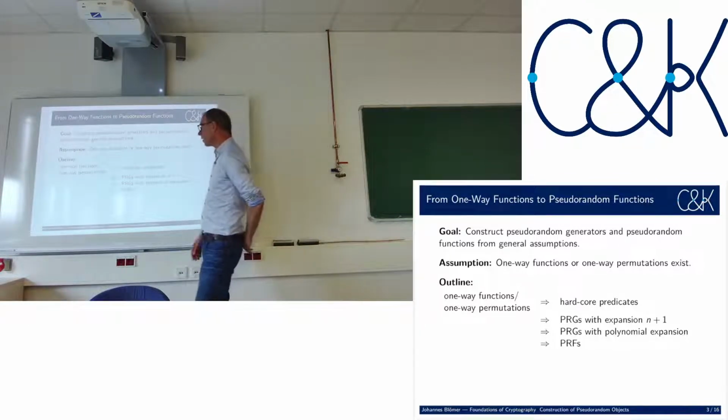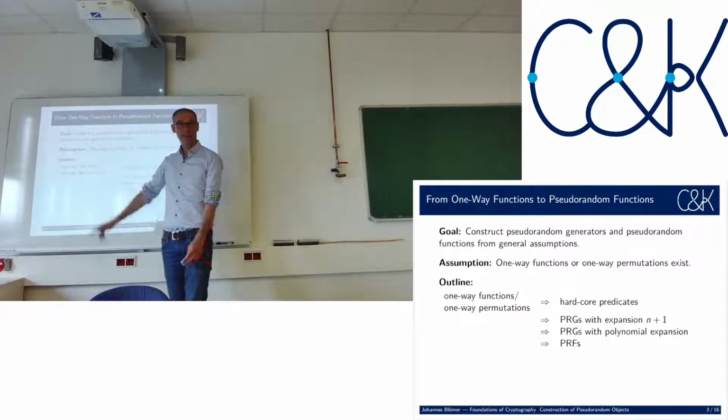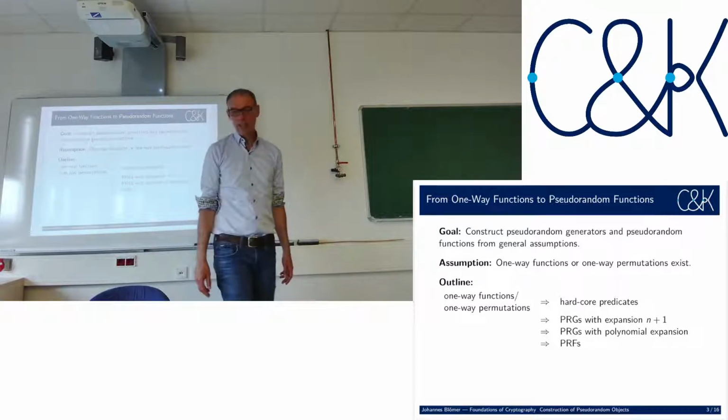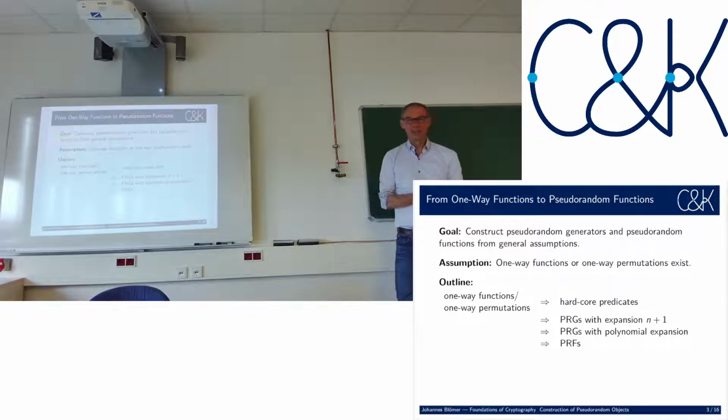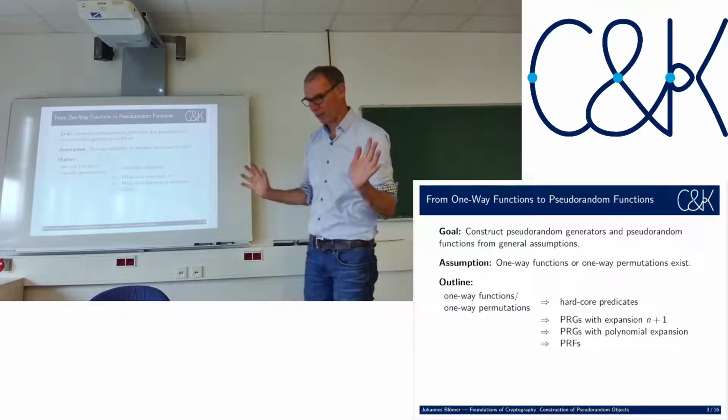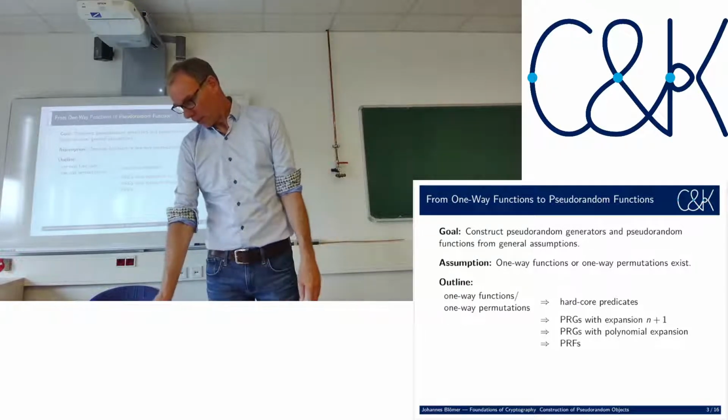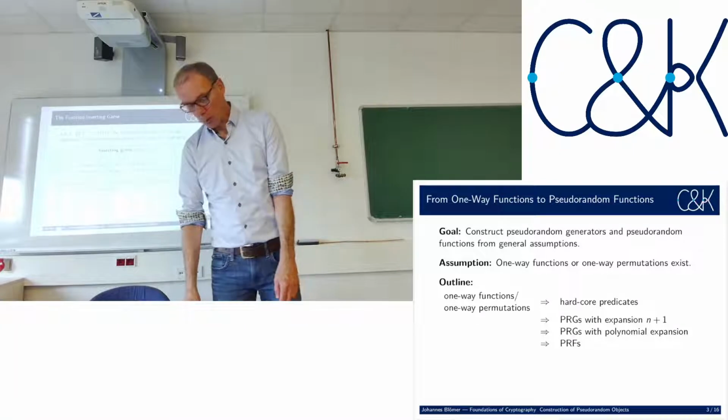So the question obviously is, what are one-way functions? And why do we believe that they exist? We cannot prove that they do exist because that would at least imply that P is not equal to NP. In fact, it probably is a little bit harder. Okay, so what are one-way functions?